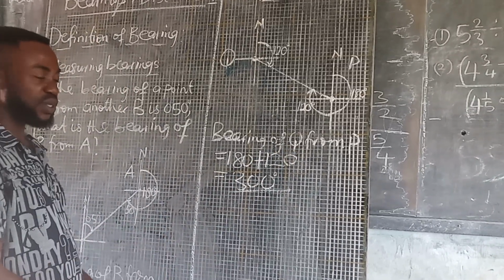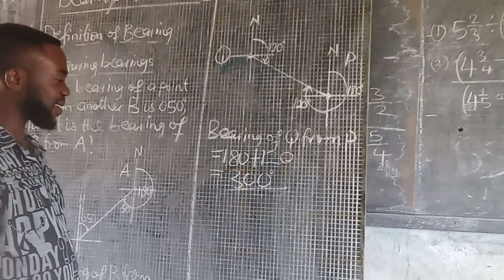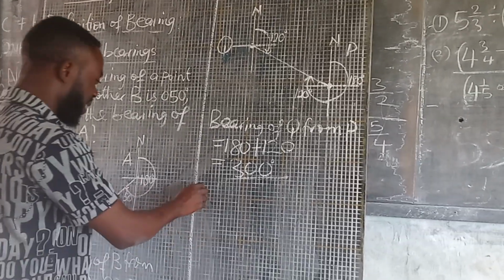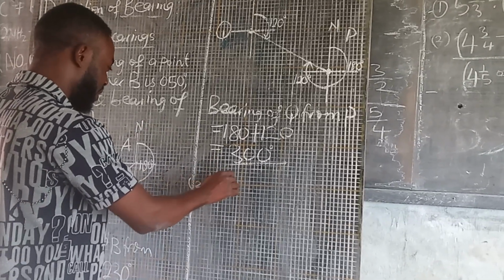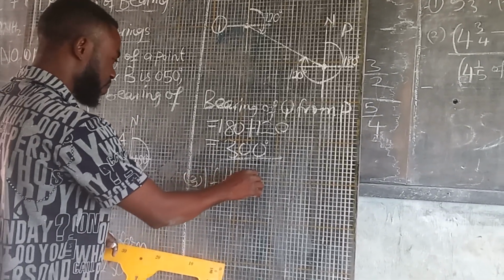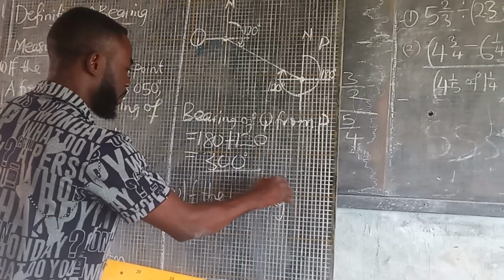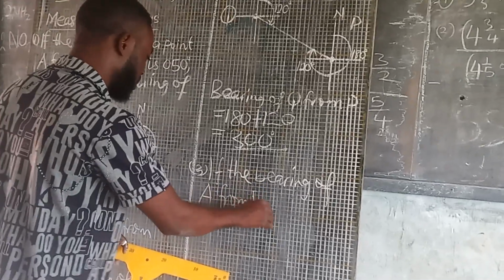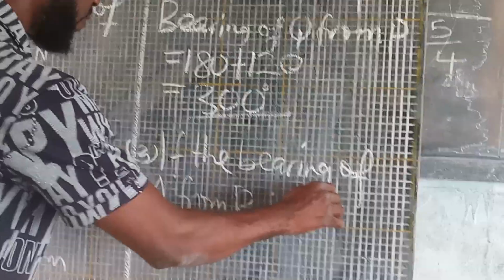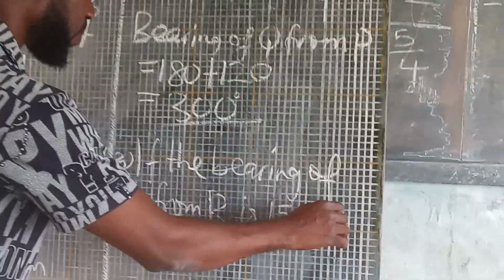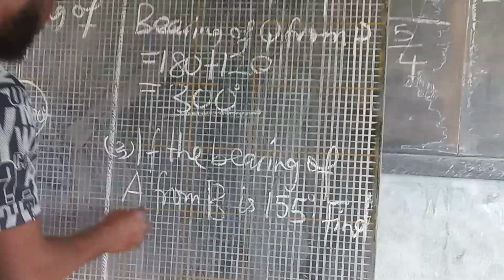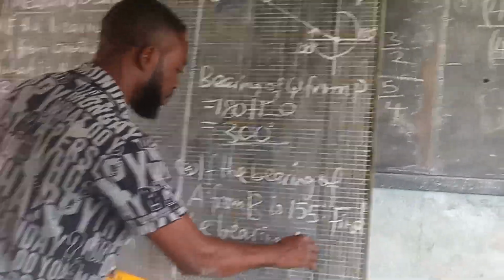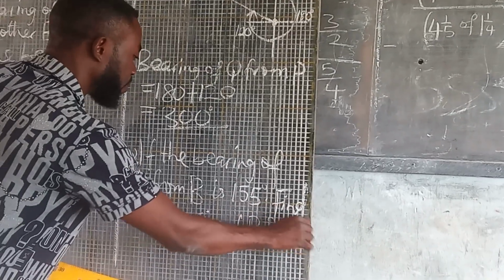So I'm gonna leave you with one problem to solve. In the next class, I show you the result and you check for correspondence. And the work is this. If the bearing of A from B is 155 degrees, find the bearing of B from A.